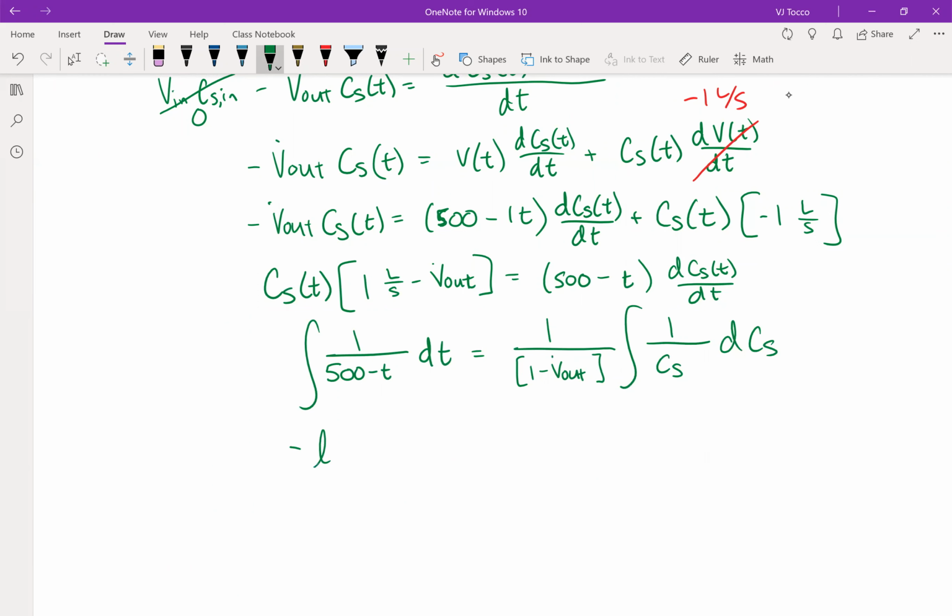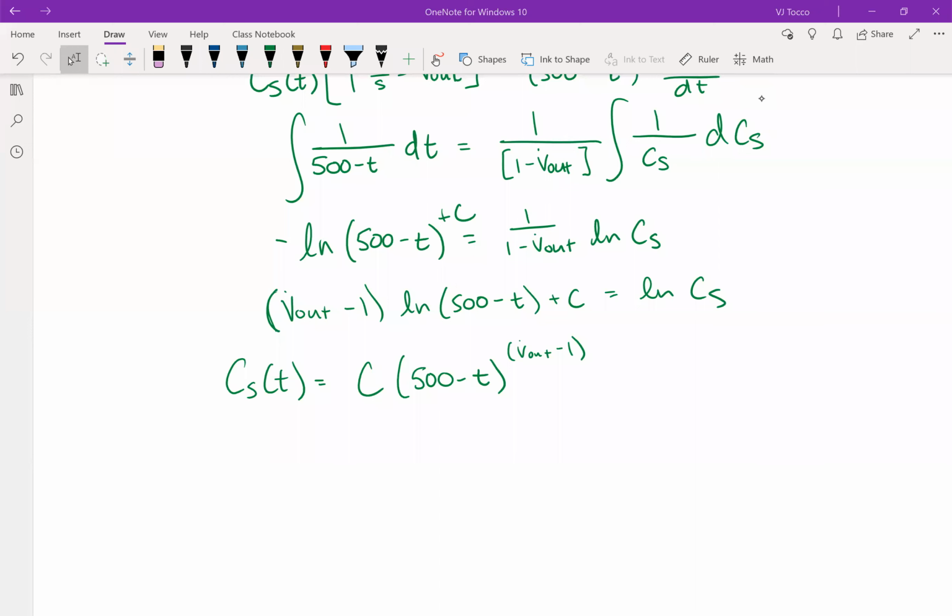Integrating the left-hand side is going to give me minus ln of 500 minus t. Integrating the right-hand side is going to give me 1 over 1 minus V out times ln of CS. Forgot about the plus c again on my independent variable side. And now I can solve for t. Sorry, solve for CS. That's what I want to solve for. I had to make sure that I did my math right. I think this is correct. I did my steps correctly.